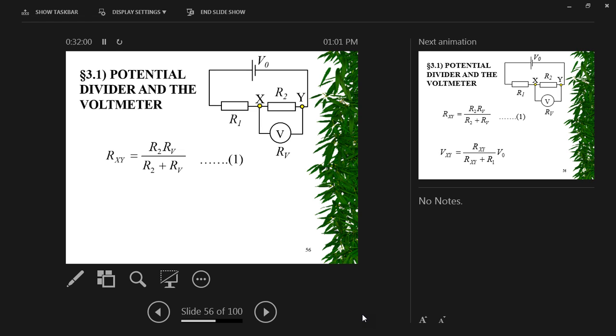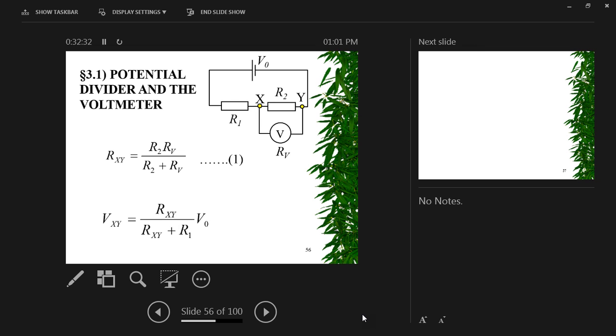So this is the resistors in parallel formula. It's just 1 over Rxy equals 1 over RV plus 1 over R2. Okay, and then I just combine the fractions together and flip it up. Then it looks like this. It looks familiar to you all, right? So I found the effective resistance between X and Y from the two resistors in parallel.